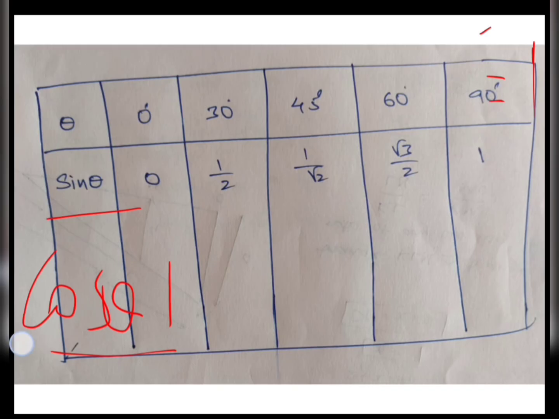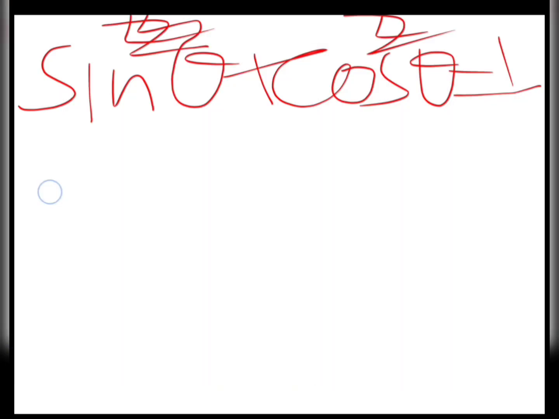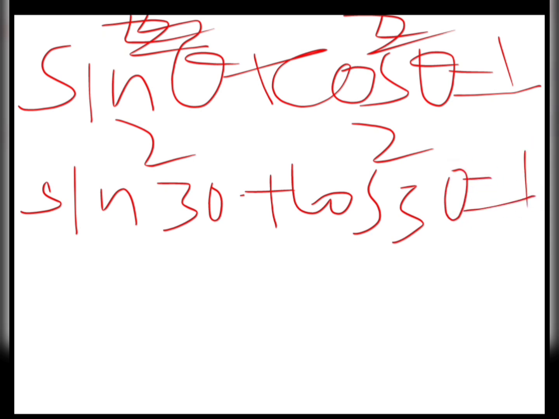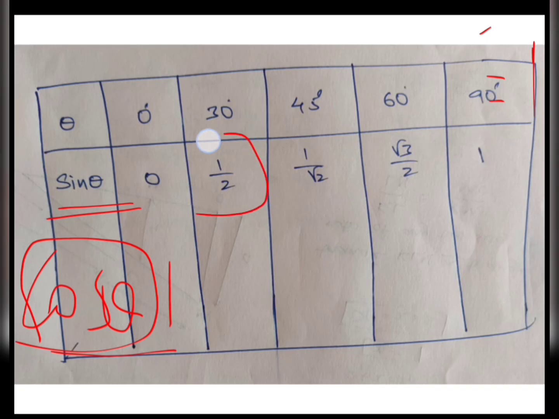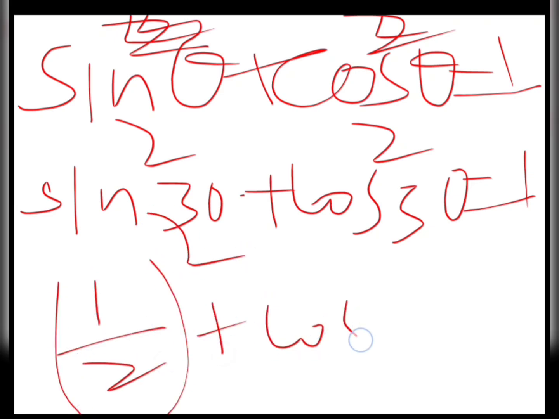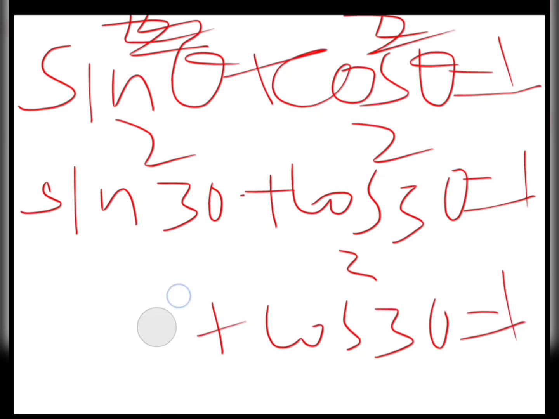Let me substitute for cos 30. Let me substitute theta as 30 in the equation. Sin square 30 plus cos square 30 is equal to 1. We know sin 30 value is 1 by 2. So let me substitute this one. Sin 30 as 1 by 2 in this equation. 1 by 2 whole square plus cos square 30 is equal to 1. 1 by 2 whole square I can write as 1 by 4.